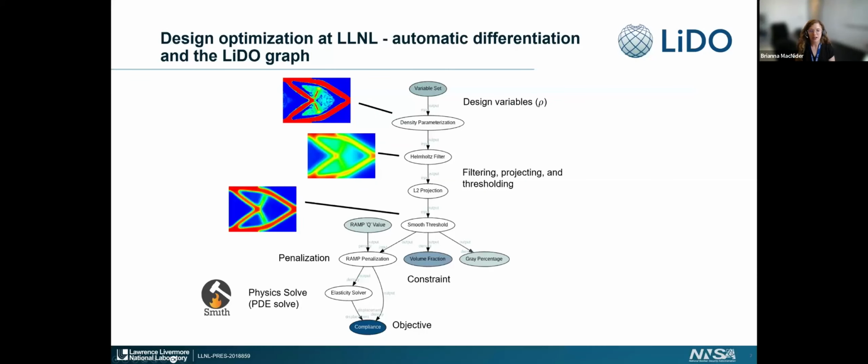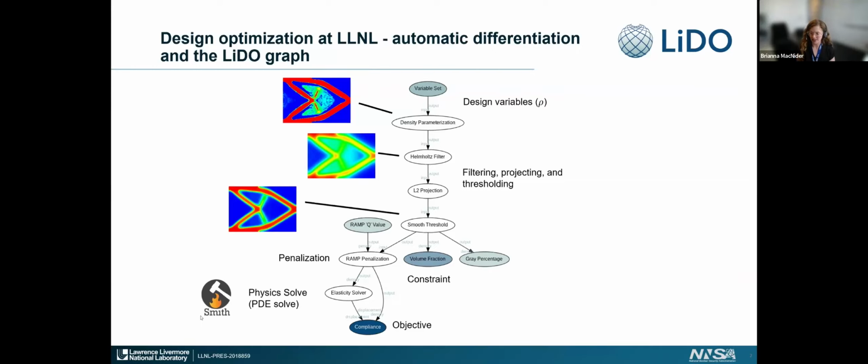All right. So just starting off with a high-level overview of what optimization looks like here at Livermore. We have an in-house design optimization code called LiDO, which stands for Livermore Design Optimization. It is built with automatic differentiation in a graph-like structure. The idea here is that we're built on top of the finite element and physics solve code Smith, which handles all of our PDE solves and is automatic differentiation enabled, so it carries all the derivatives along with it.